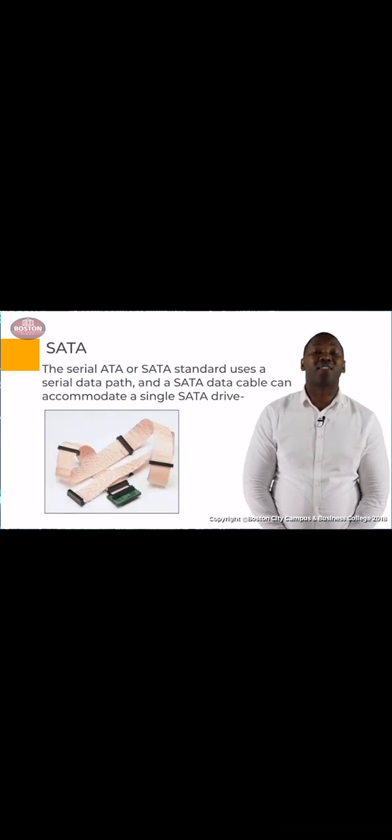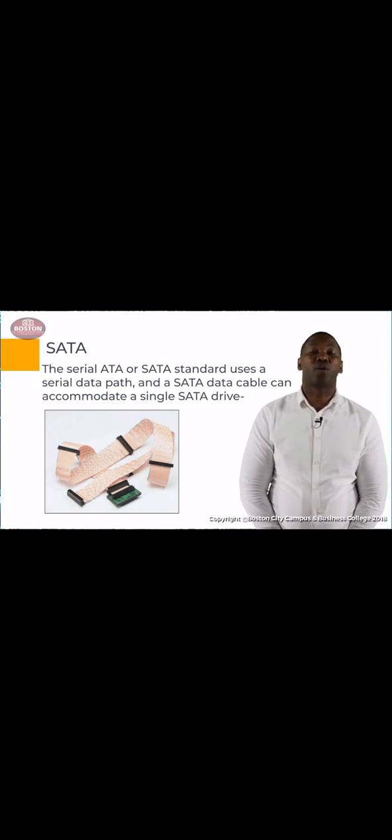The SATA standard uses a serial data path, and a SATA data cable can accommodate a single SATA drive. One important note to consider when working with interface standards for drives is that they define the data speed and transfer methods between the drive controller, the BIOS/UEFI, the chipset on the motherboard, and the operating system. The standards also define the type of cables and connectors used by the drive and the motherboard. SATA cables work for all three standards.